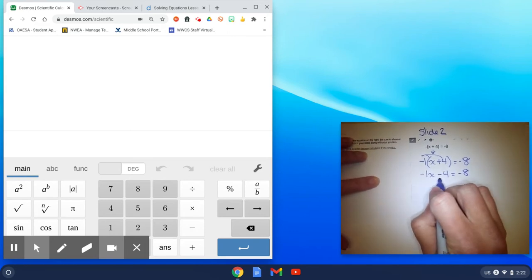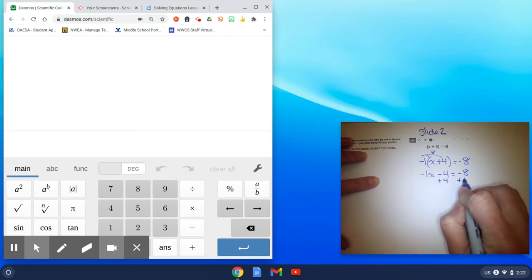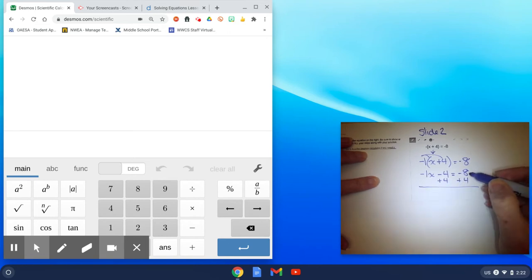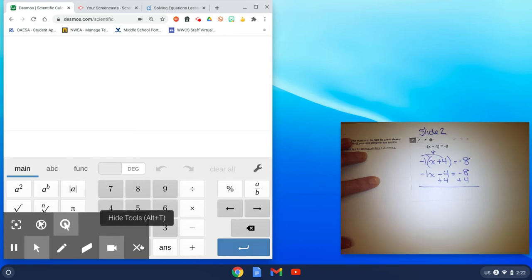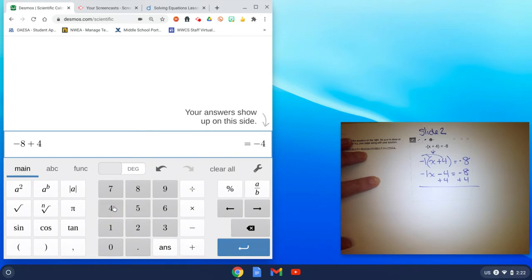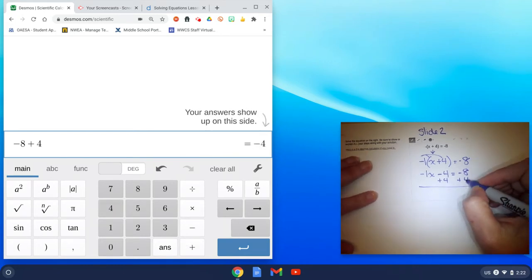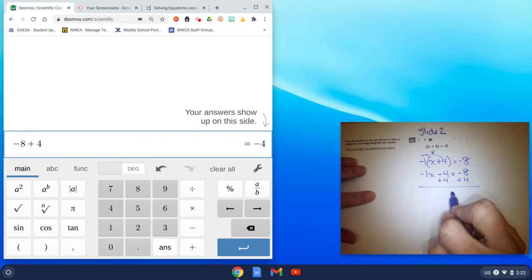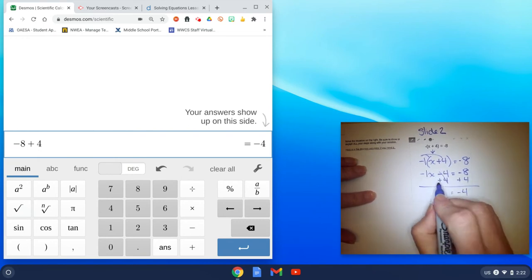To solve, add 4 to both sides. Here's where you're going to have to be careful. This is not a +8. This is a -8. The Desmos calculator will always help you check. If you need it, use it. For example, I have a -8 plus 4. Most students will recognize they don't need the calculator for that. However, use it to check. That means that this is -4. These equal 0. I'm still left with this -1x.